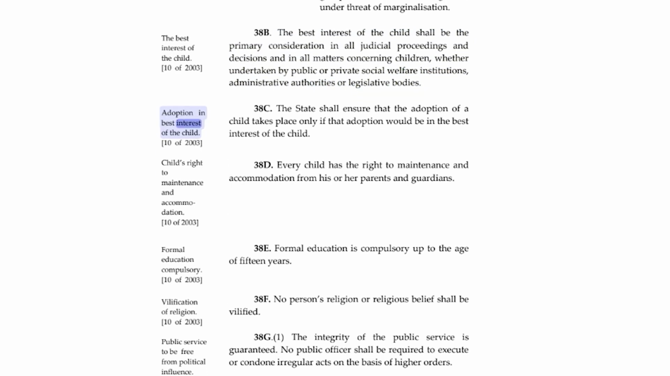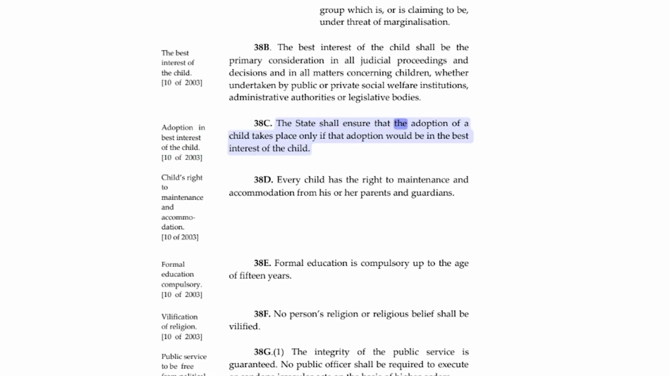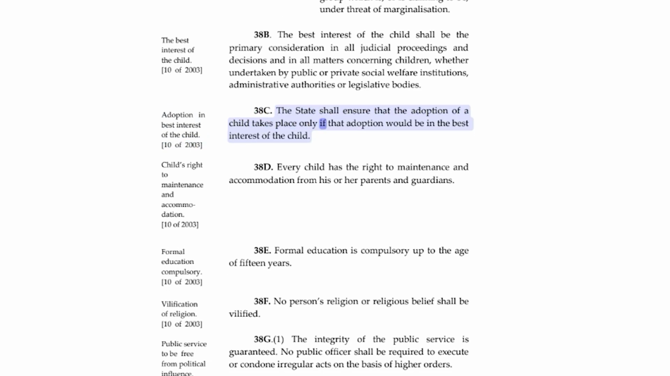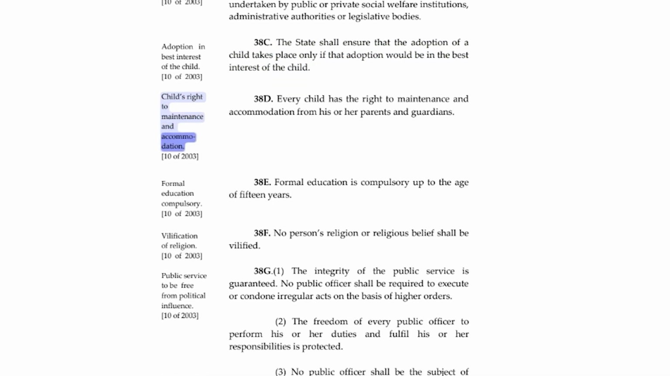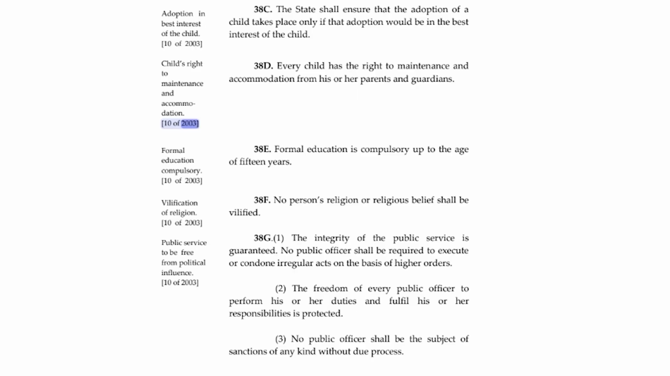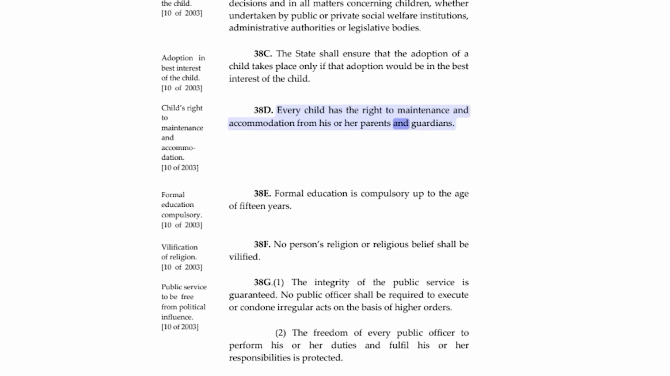Adoption in best interest of the child. 10 of 2003, 38C. The state shall ensure that the adoption of a child takes place only if that adoption would be in the best interest of the child. Child's right to maintenance and accommodation. 10 of 2003, 38D. Every child has the right to maintenance and accommodation from his or her parents and guardians.